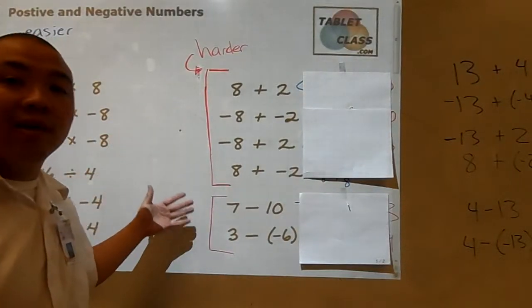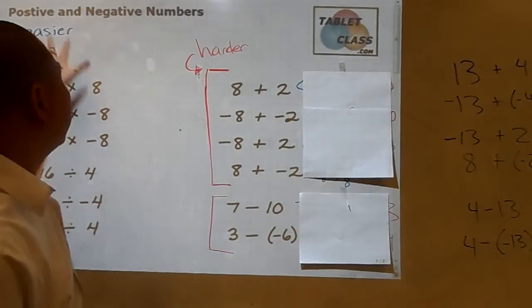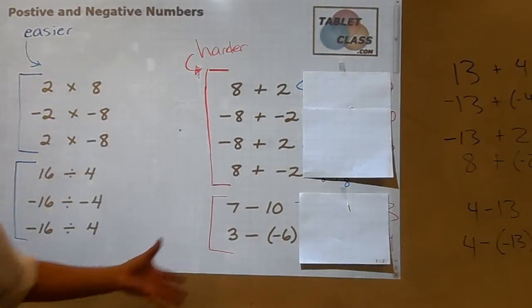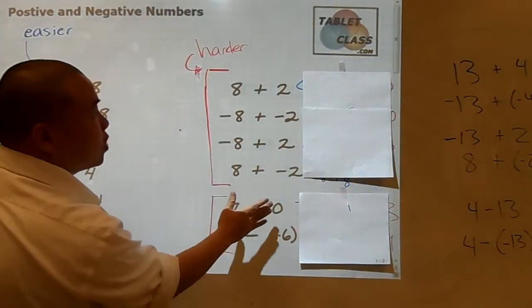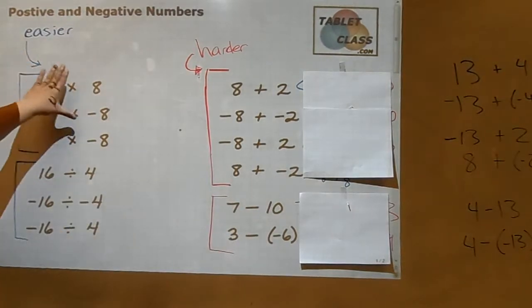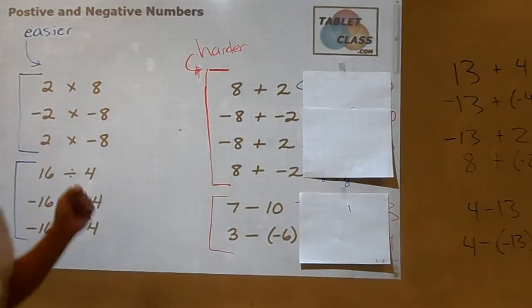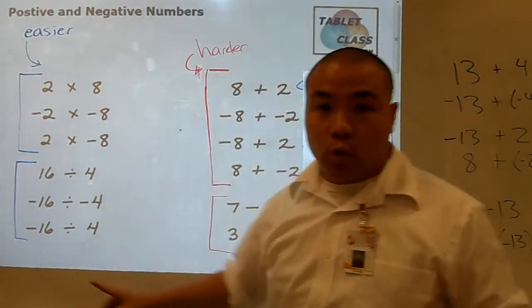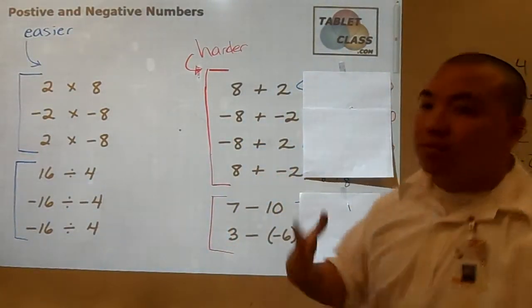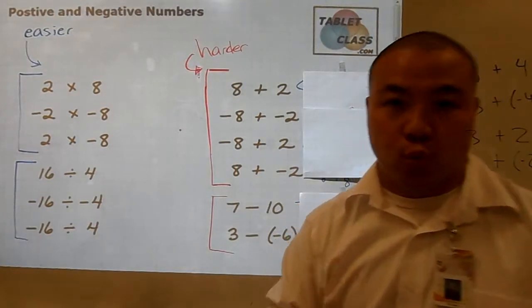Adding and subtracting positive and negative integers. Yeah, it's spelled wrong up here. I didn't make this. Now, I put that adding and subtracting is harder than multiplying and dividing. And it is, because multiplying and dividing follows one rule, while adding and subtracting follows different rules.